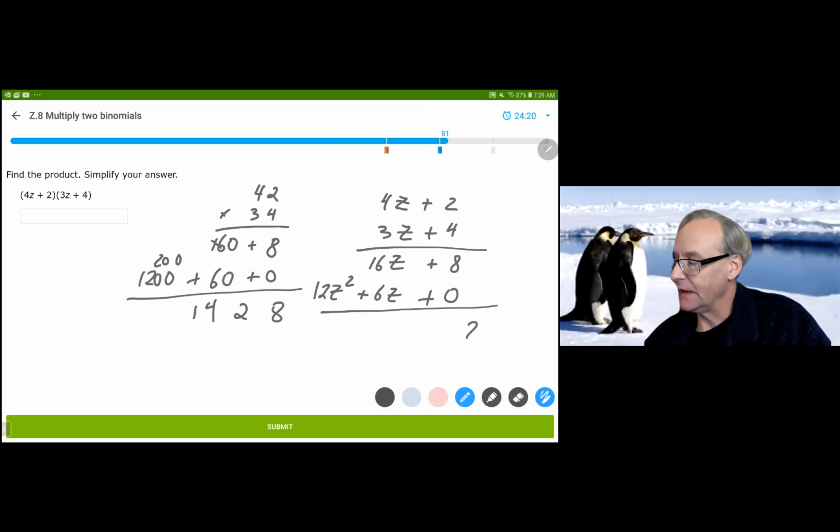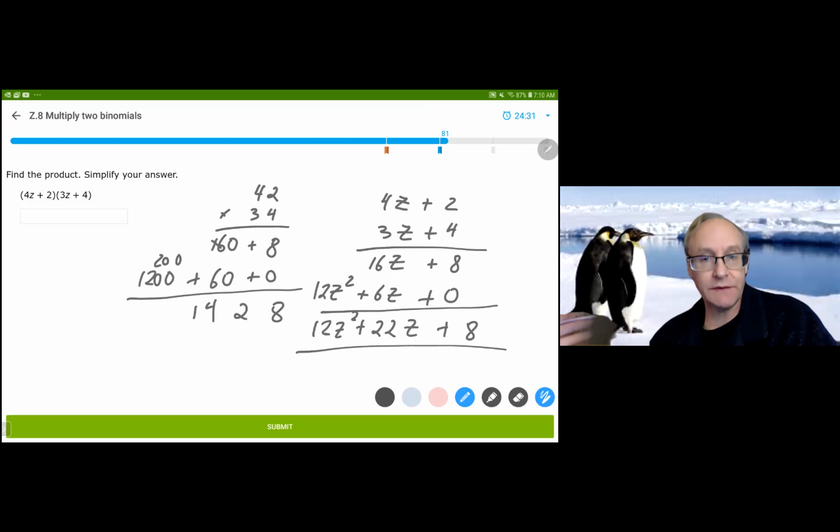This one is going to give us 8 plus the 22z plus the 12z squared. I just want you to notice that it is very similar to something that we've done before, that we're making sure we multiply everything times everything else.